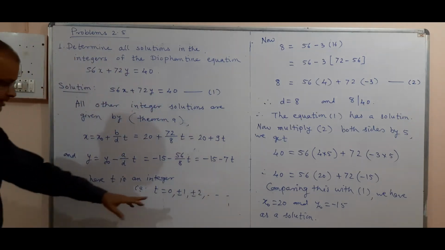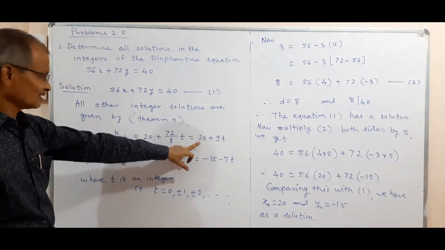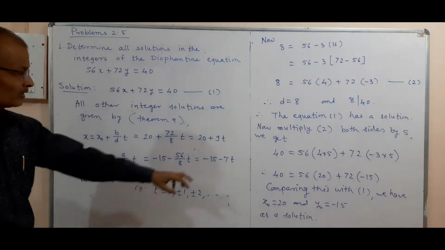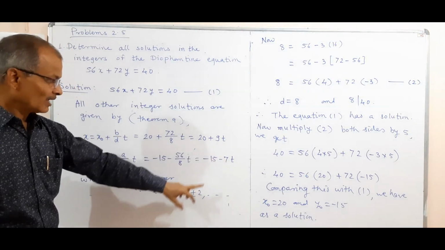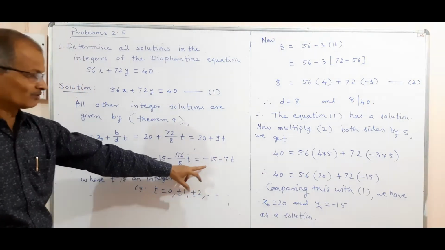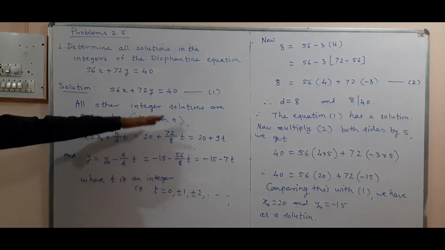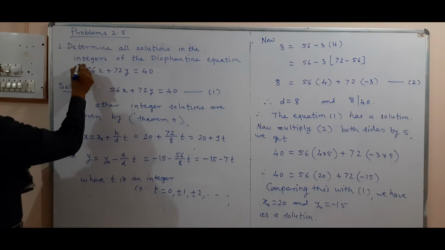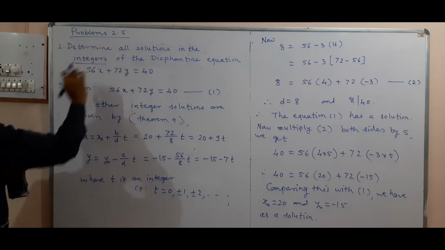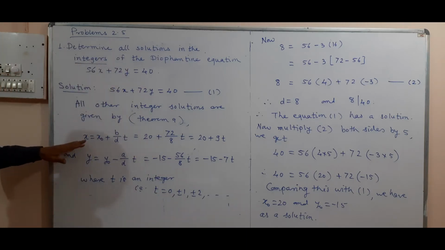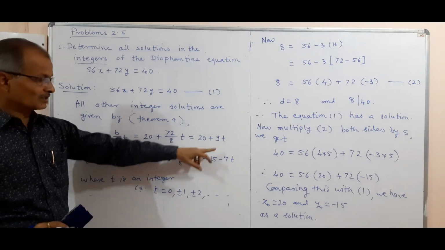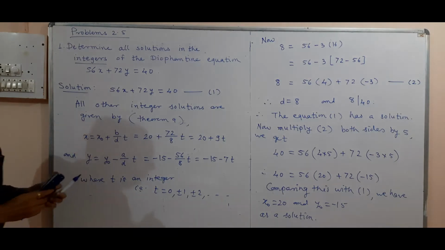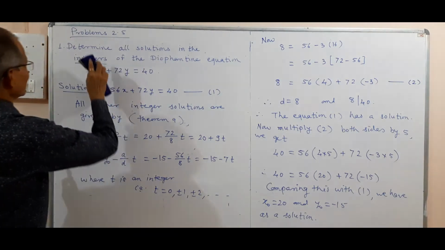And if we put t is equal to 0, we get x is 20, y is minus 15. That is the first solution we obtained. Put t is equal to 1, we get 20 plus 9, and minus 15 minus 7 as the second solution, and thus there will be infinitely many solutions. We are asked for all solutions in integers, therefore this is the answer: x is 20 plus 9t and y is minus 15 minus 7t are the solutions of this Diophantine equation.